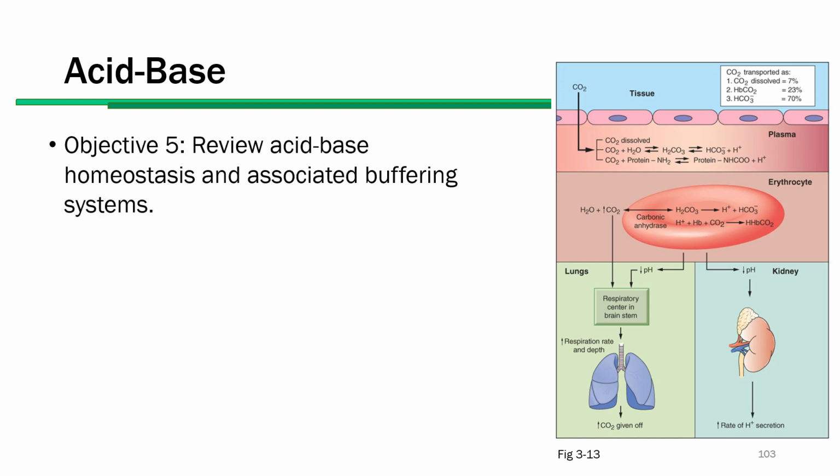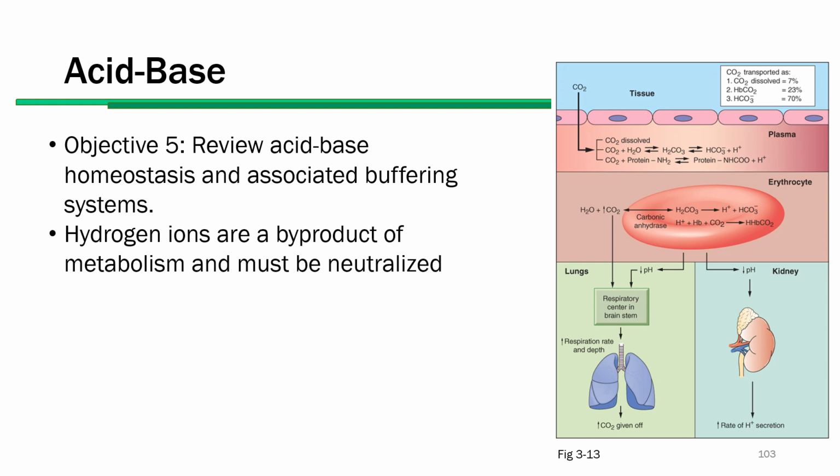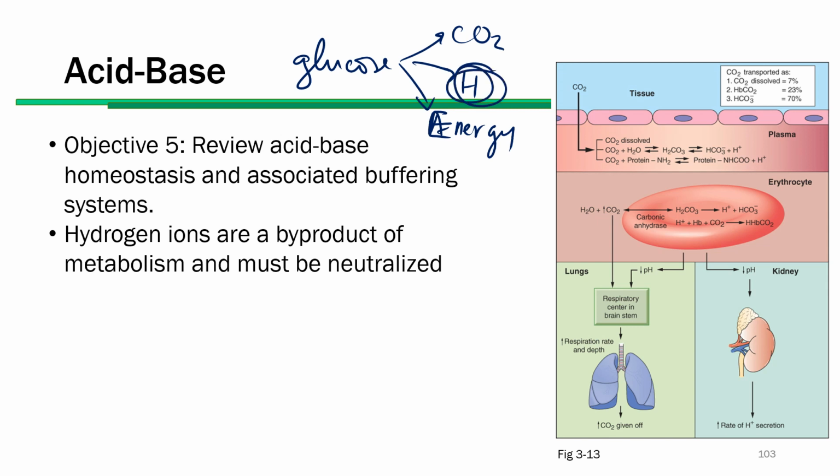Objective 5, review acid-base homeostasis and associated buffering systems. Hydrogen ions are a byproduct of metabolism, and they must be neutralized. We saw that before. Glucose is broken down in metabolism into carbon dioxide and hydrogen and energy, not directly ATP. We have to make the ATP. So energy. We need to get rid of this hydrogen. Carbon dioxide we're going to breathe off, but we need to get rid of this hydrogen as well. It needs to be neutralized.